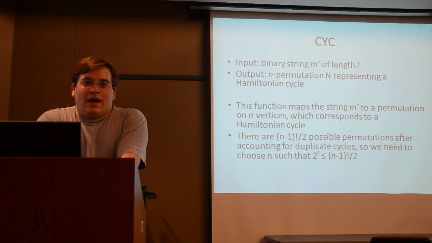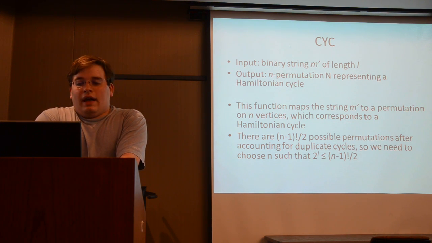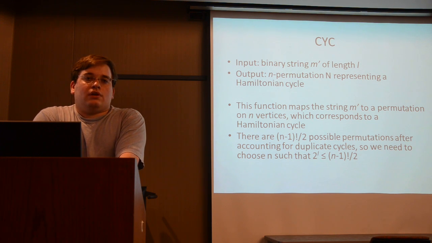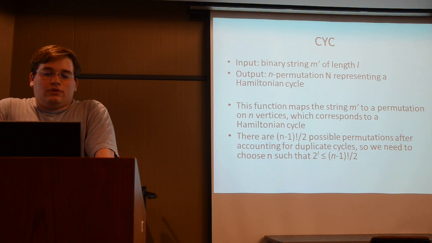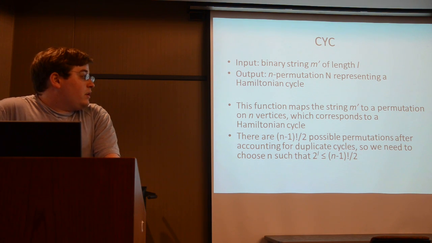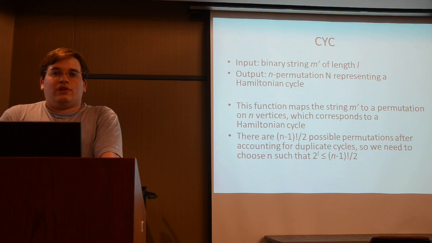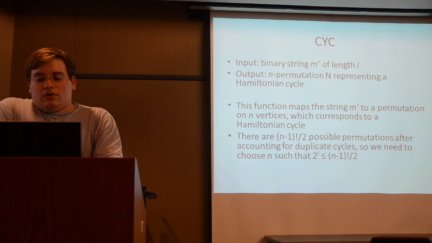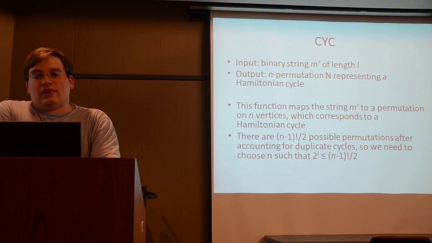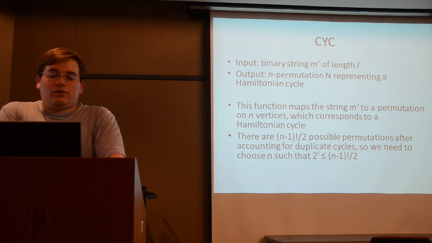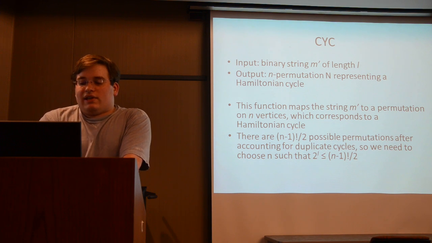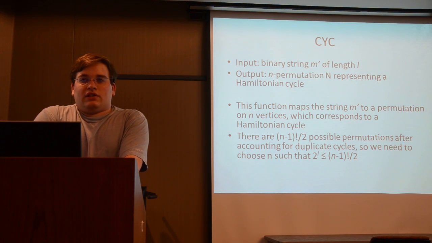And cyc is basically a one-to-one mapping between binary strings of length L and permutations on a set of n objects. So this function is designed to associate with each possible binary string a permutation. And that permutation is going to be a representation of a Hamiltonian cycle, because a Hamiltonian cycle can be represented as a permutation on the set of the nodes in a graph. If you do the math, there are (n minus 1) factorial over 2 possible permutations after you account for multiple permutations that represent the same cycle. So you have to choose n such that 2 to the L is less than or equal to (n minus 1) factorial over 2. That equation tells us, based on how big the output of the function red is, how big the digest of the function HamHash is going to be.